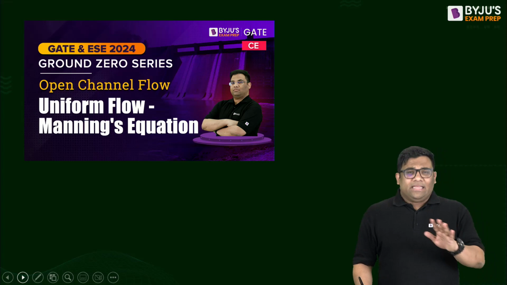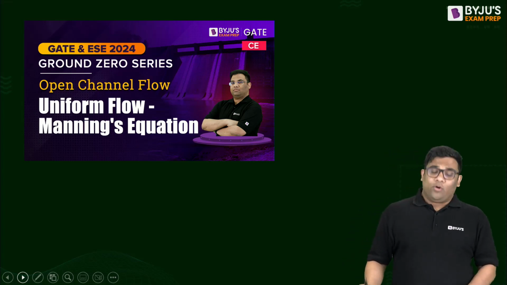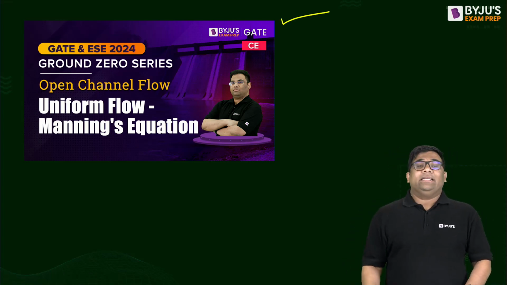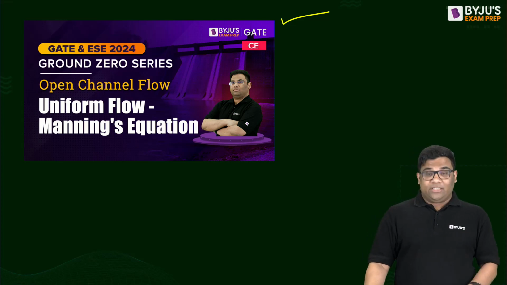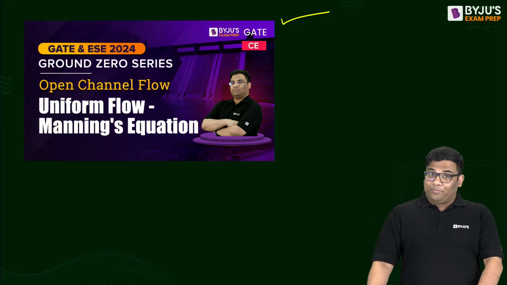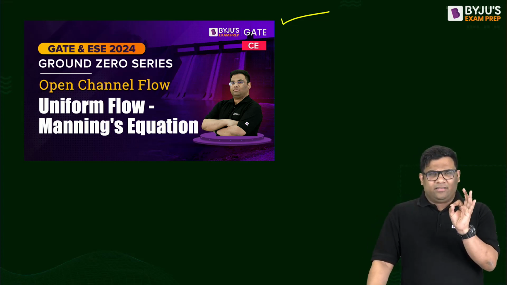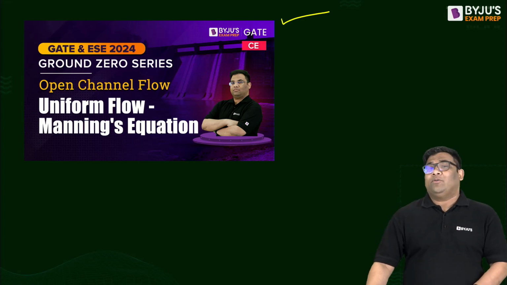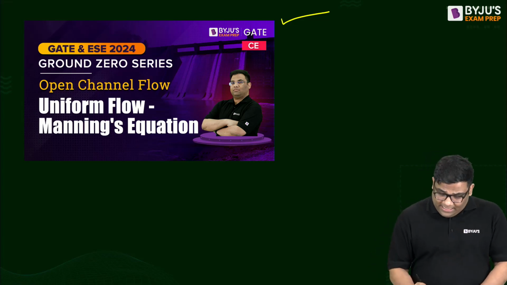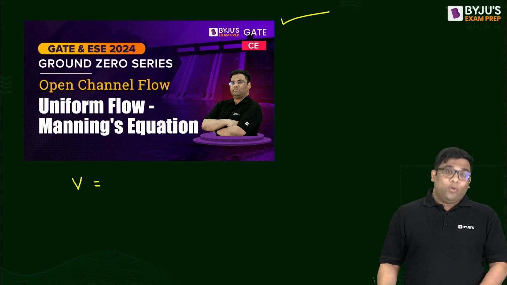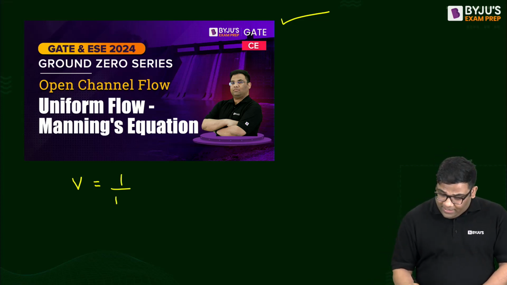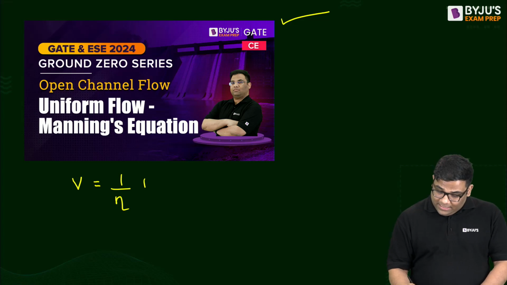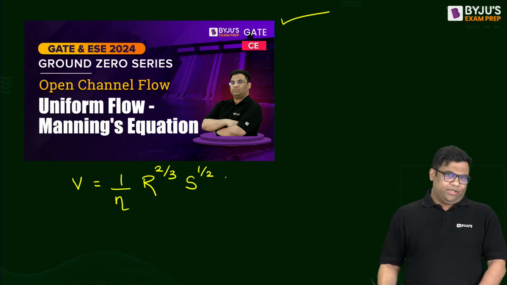Okay. Now in this week already I have taken a video on uniform flow, that is Manning's equation, because Manning's equation is used to determine the velocity and discharge in a uniform flow. Let me just revise the equation which we learned in this particular lecture. The velocity in case of uniform flow is 1 by Manning's constant, then the hydraulic radius to the power 2 by 3 and then bed slope to the power half. This was the equation, right?